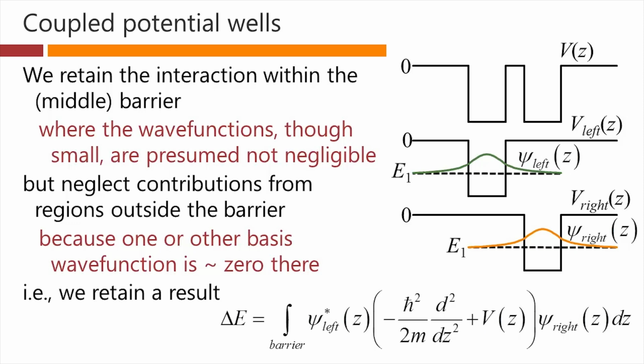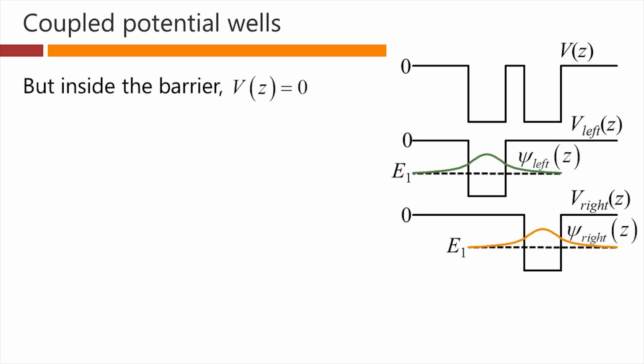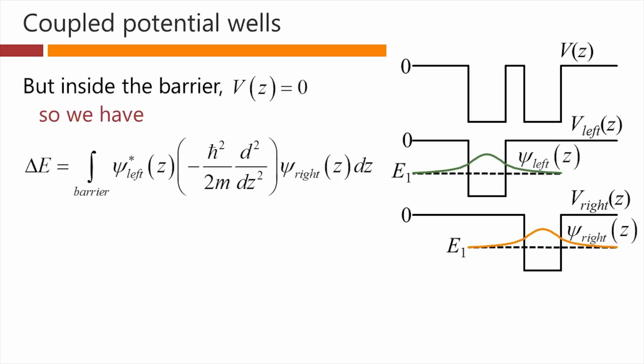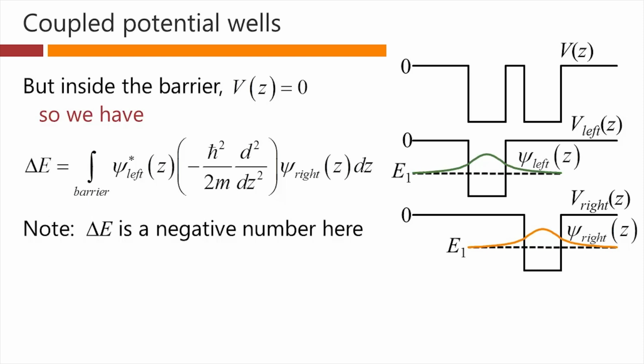So we will retain this result. This is the integral within the barrier, and within the barrier we're not presuming this wave function is 0, psi star left, and we're not presuming this one is 0, psi right, and we're not presuming that this Hamiltonian gives us a 0 result. Now it is true that the potential is 0 inside the barrier, but this derivative here is not in general going to give us a 0 result. As I said, inside the barrier, V of z is actually equal to 0, so this simplifies to the following integral that we're going to be looking at, and this delta E is going to come up in our matrix elements. Incidentally, here delta E happens to be a negative number.